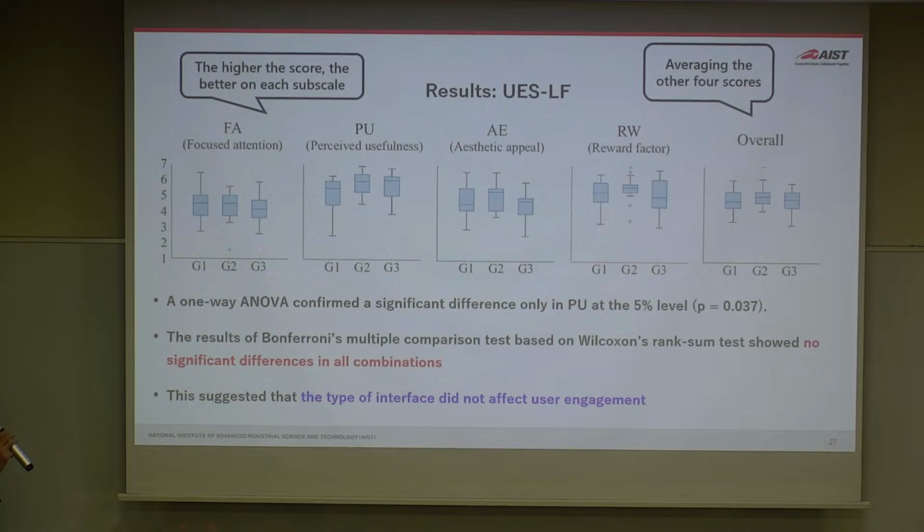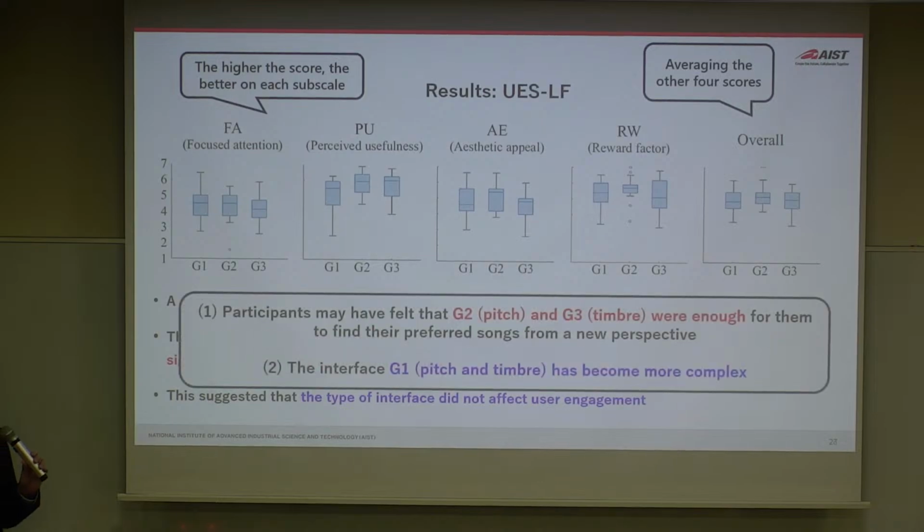We analyzed this result using a one-way ANOVA, which confirmed a significant difference only in PU, perceived usefulness, at the 5% level. But the results of Bonferroni's multiple comparison test based on the Wilcoxon rank sum test showed no significant difference in all combinations. This suggested that the type of interface did not affect user engagement. We considered the reasons. There are maybe two reasons.